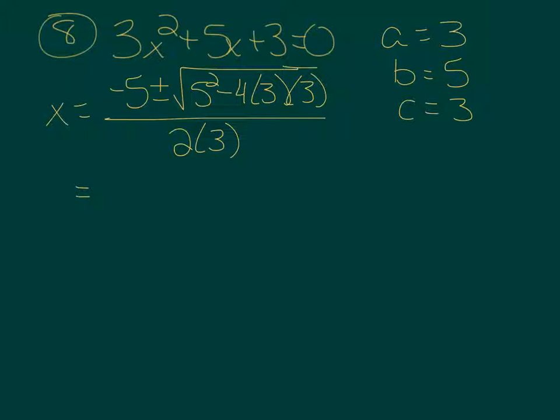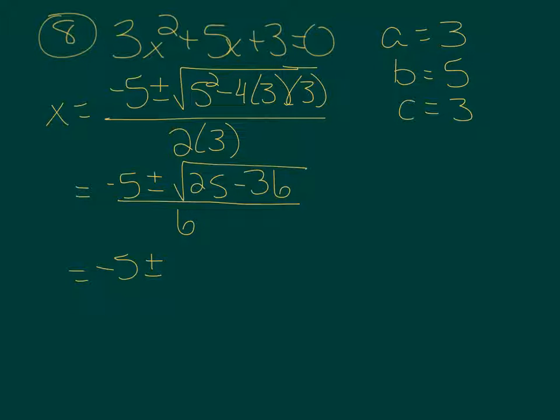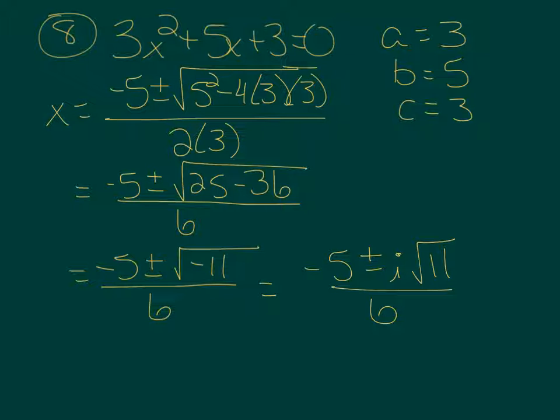Now we're going to clean it up. Minus 5 plus or minus the square root of 25 minus 4 times 3 is 12 times 3 is 36, all over 2 times 3 is 6. So negative 5 plus or minus the square root of 25 minus 36, which is negative 11, over 6. Not a whole lot I can do here, but I do see that I have a square root of a negative. So I can take my i out, and I get negative 5 plus or minus i root 11 over 6. Double check on the form that Ms. Rader wants you to leave that in.